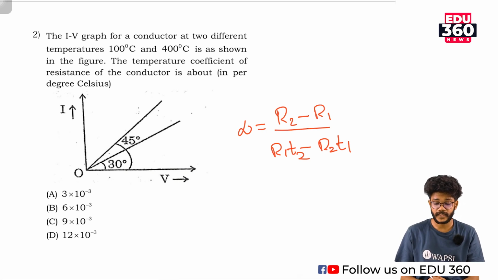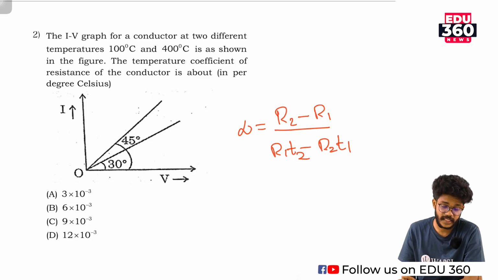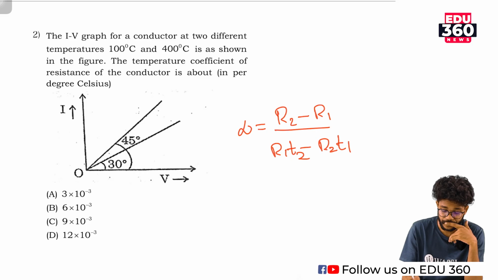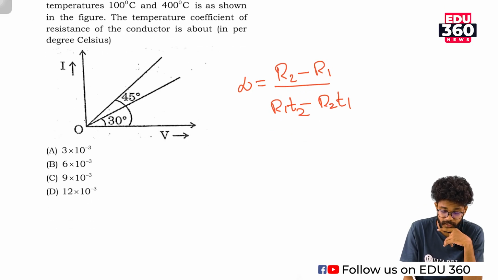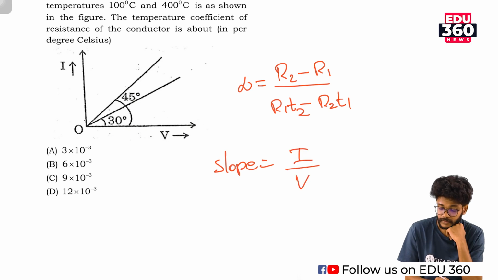So we need to find the resistance, and we have the voltage-current graph, voltage on the x-axis and the current on the y-axis. So what is the slope? Slope is nothing but dy by dx, change in y-axis by change in x-axis. The y-axis is actually I, so slope is equal to I by V. See, V is equal to IR, so slope is equal to 1 by R.